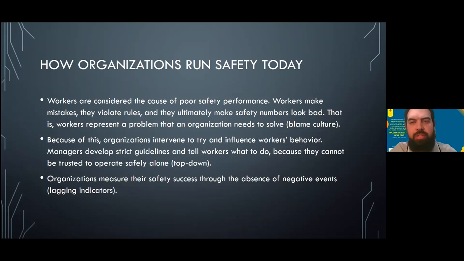So how do organizations run safety today? There are three main ideas that the current safety management approach revolves around. The first one is the fact that workers are the problem. Workers' behavior is the reason for accidents, and specifically workers' attempts to deviate or behave differently from the plan or design put by the management is the reason why accidents happen. So workers' behavior is seen as the weakest point in the accident chain. This is the main tenet that guides our understanding of safety management nowadays.